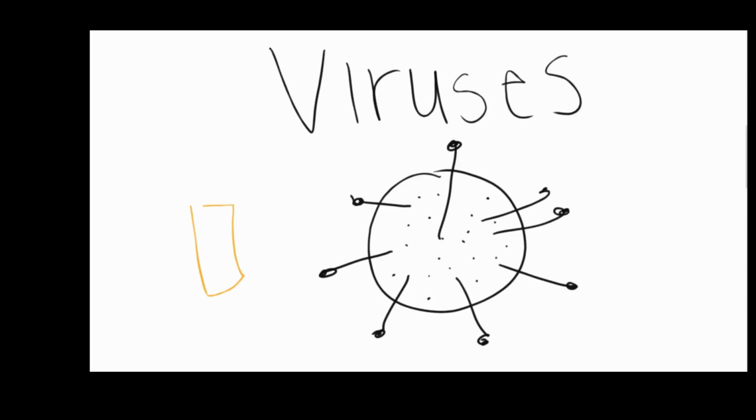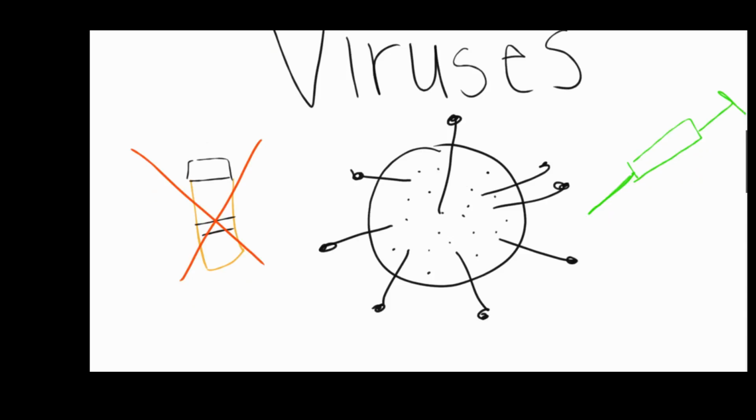Unlike bacteria, viruses cannot be killed by antibiotics. Viruses are non-living things. Instead, viruses are treated by antiviral drugs and prevented with vaccines. However, many viral infections cannot be cured, and instead, medication exists to alleviate symptoms and improve quality of life.